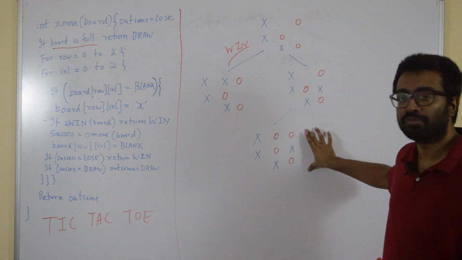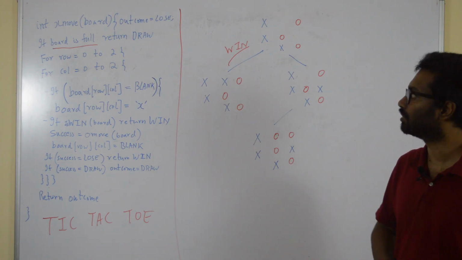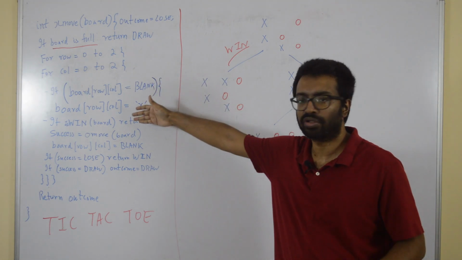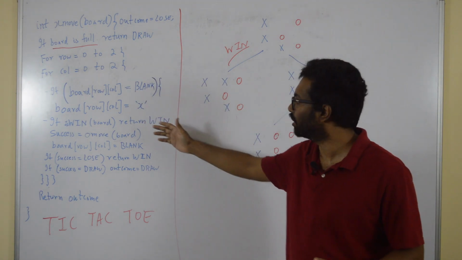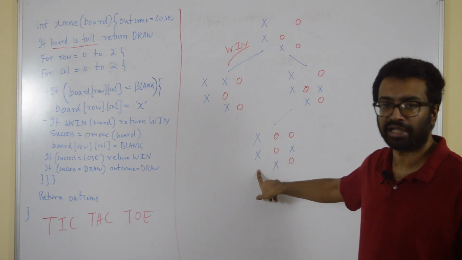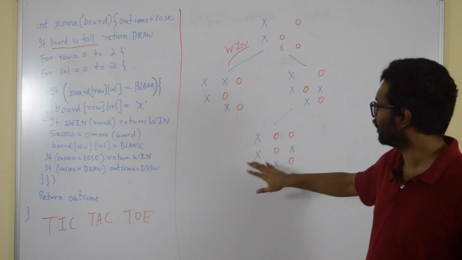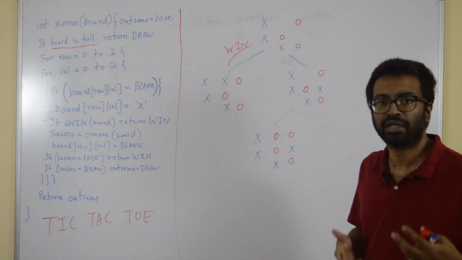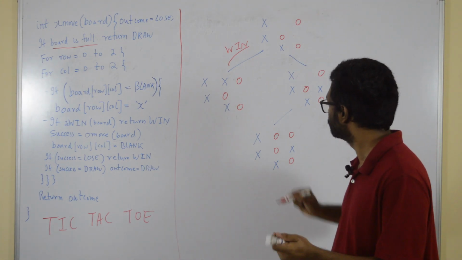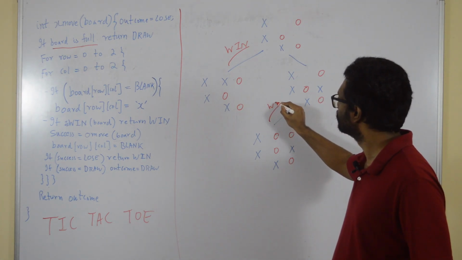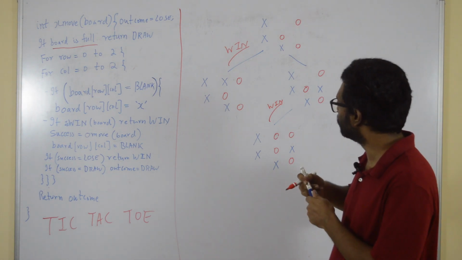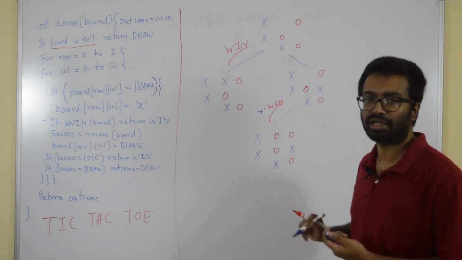Okay, now with this board, the function xmove is called. So we are in xmove. I come inside the board, inside the for loops, and I'm looking for a blank position, and I find that there is a blank here. So I put x there, and I see that it's a win, right? So xmove finds that it's a win, and it's going to return a win. So I'm going to mark this. This is an x win, right? And this is an O win.